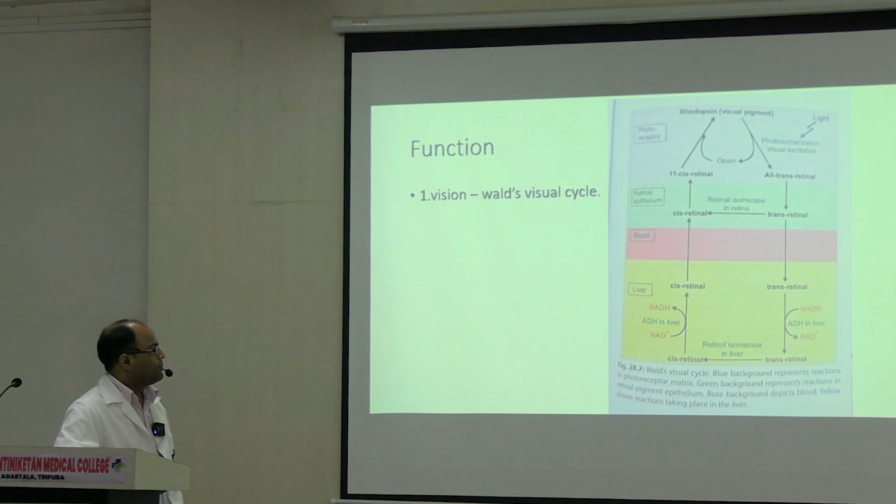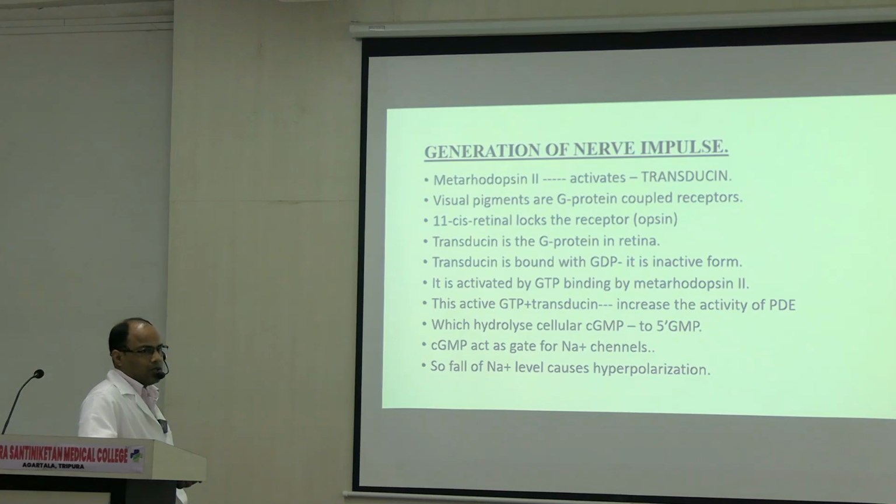This is a normal process, but in a dark area, this trans retinol is converted into cis retinol by the retinal isomerase enzyme. So in a dark area, it takes some time, a few seconds to a few minutes. So in a patient with vitamin deficiency, this conversion is disturbed. Again, in vitamin deficiency, the whole process is disturbed because of deficiency of vitamin A. Generation of nerve impulse.